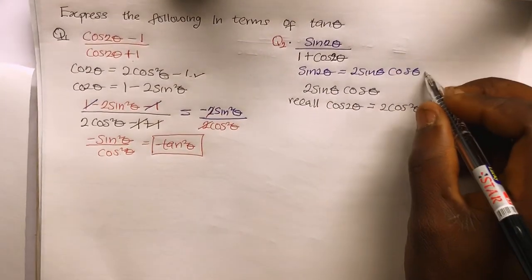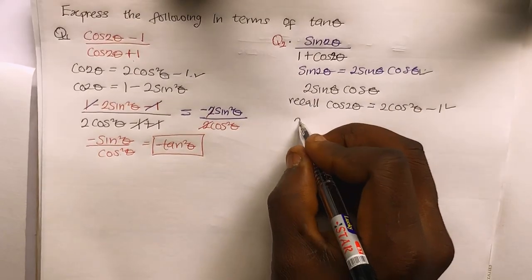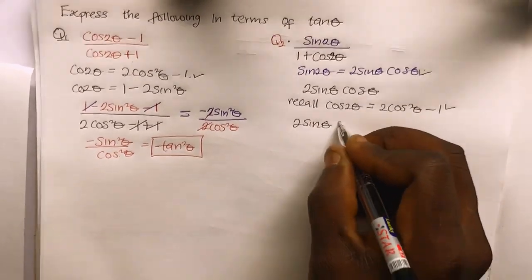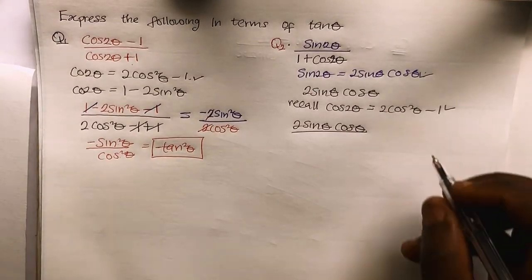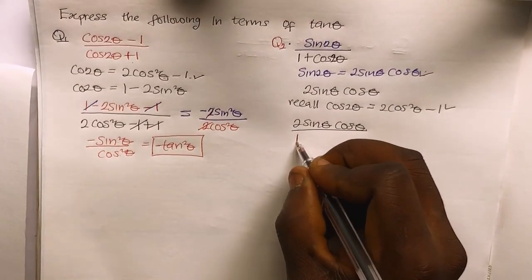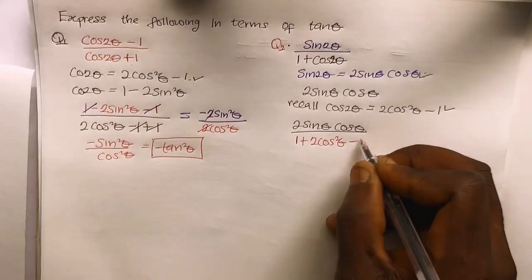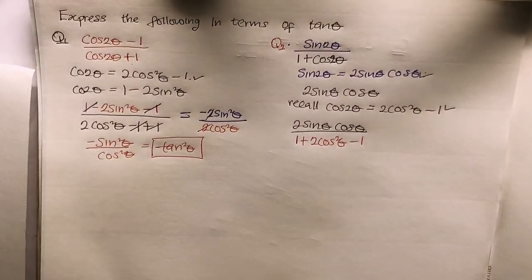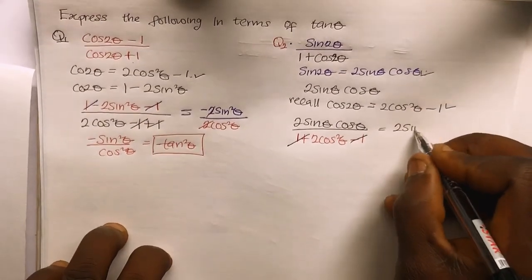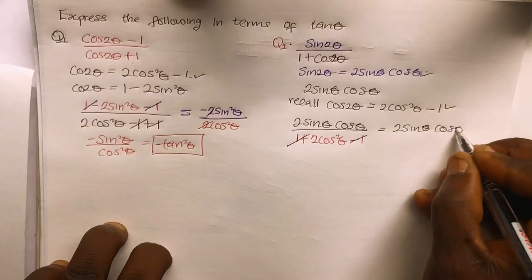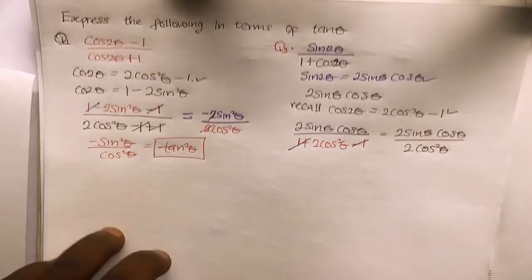Then I'm going to replace these two identities. I'm going to put it here. That means I will be having 2 sine theta cos theta divided by 1 plus 2 cos square theta minus 1. Very simple. This we cancel out, so that I'm having 2 sine theta cos theta divided by 2 cos square theta. Very good.